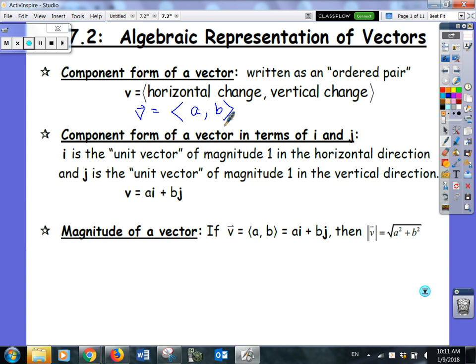A and b are values, kind of like if you were writing an equation of a line, y equals mx plus b. The m and the b have values. Same thing here. The a and the b have values. The i and the j are part of the problem.